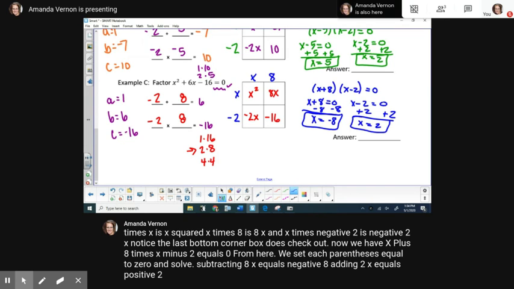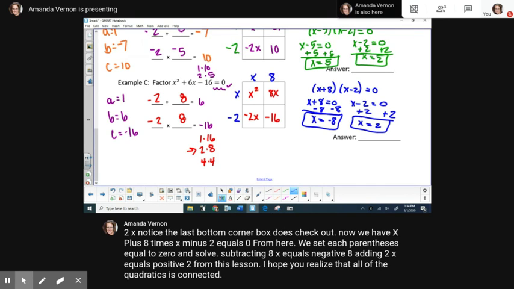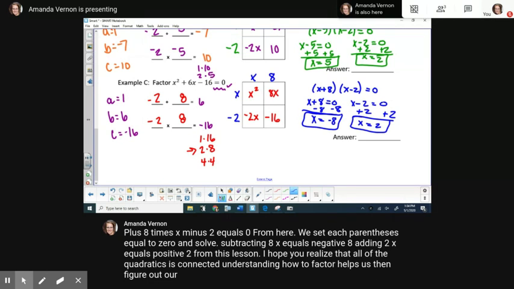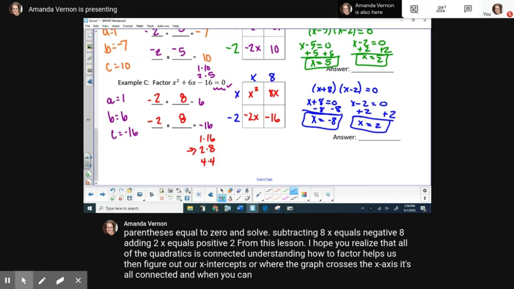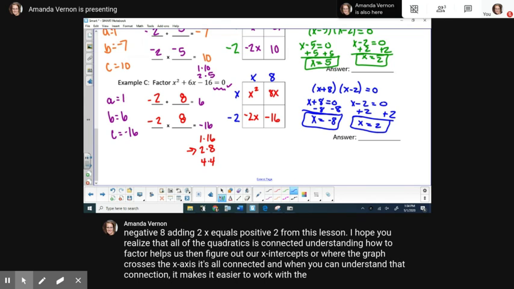From this lesson, I hope you realize that all of the quadratics is connected. Understanding how to factor helps us then figure out our x-intercepts, or where the graph crosses the x-axis. It's all connected, and when you can understand that connection, it makes it easier to work with the quadratics.